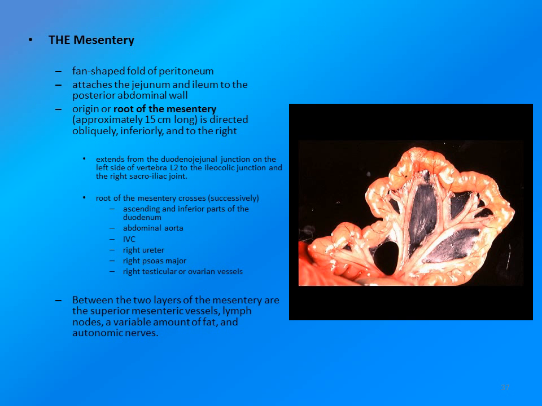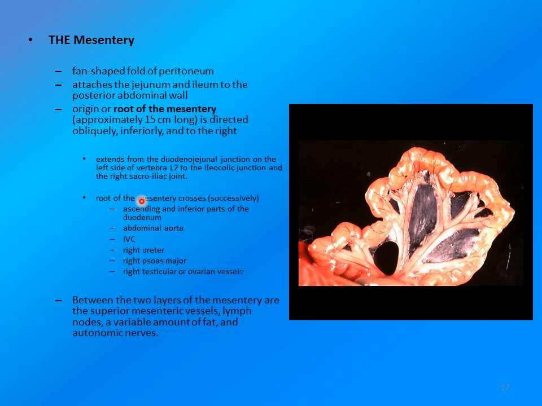Recall that mesenteries serve as conduits for nerves, arteries, veins, and lymphatics to and from the organ and the abdominal wall. The mesentery is the mesentery that suspends the small intestine in the abdominal cavity. Its origin or root is directed obliquely and inferior to the right, and it extends from the duodenojejunal junction on the left side of vertebra L2.